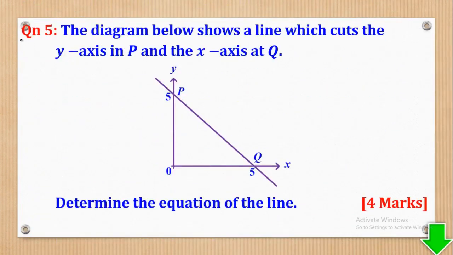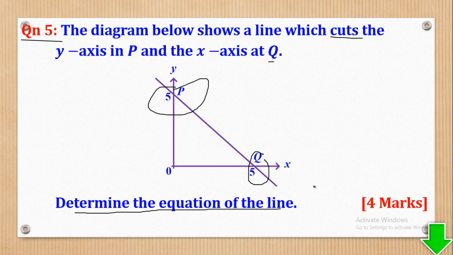So that was question 4. Now we shall go to question 5. Question 5 says the diagram below shows a line which cuts the y-axis at P and the x-axis at Q. So this is P. You have to know the coordinate of P, which is (0, 5), and also the coordinate of Q, which is (5, 0). When you know those coordinates, you can easily answer the question, because they wanted you to determine the equation of the line.